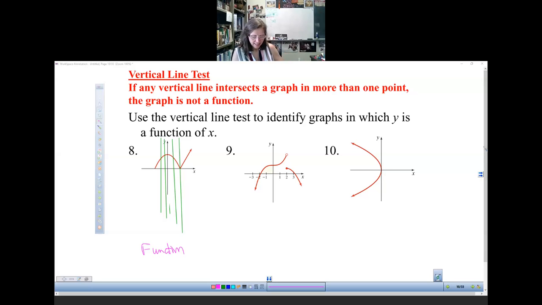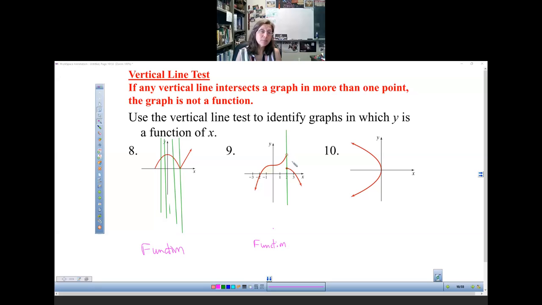Okay. All right. So let's talk about number 9 because several of you have pointed out something really important on number 9. Number 9 has one place that's concerning. Number 9 is actually a function. I'm not going to have repeated x values, but there is one place, at x equal to 2, that we have a little bit of a concern. Let me draw my vertical line through here. Everywhere else is fine, only touching one place. But right here, several of you are questioning what's up.